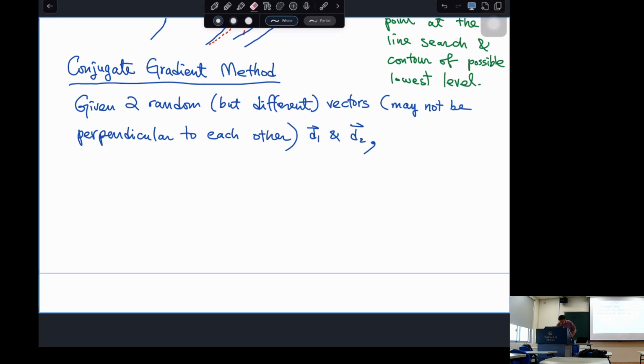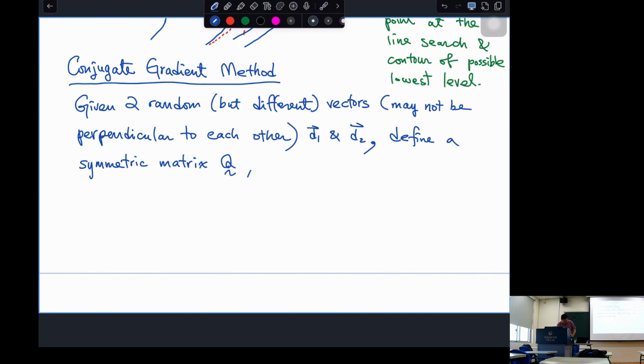So we can define a symmetric matrix. It has to be symmetric. Let's call it Q for now.